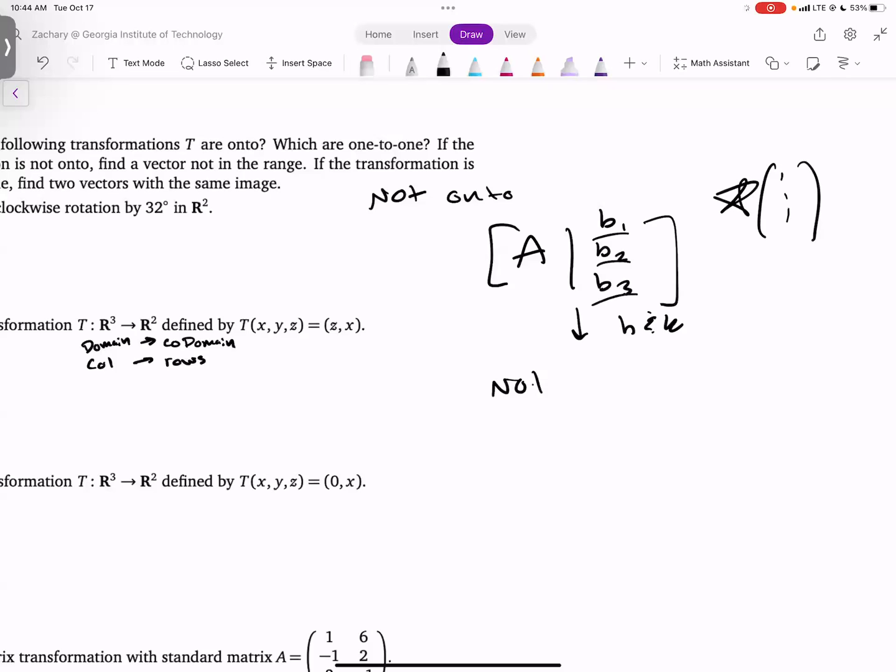For something that's not one-to-one, all we need is 2 vectors in the null space.